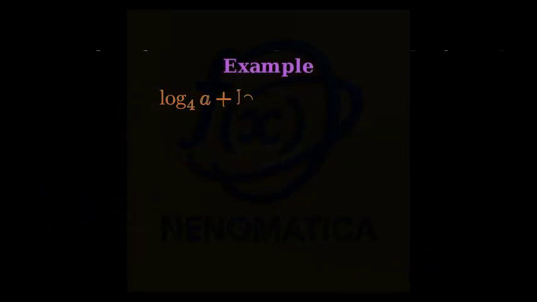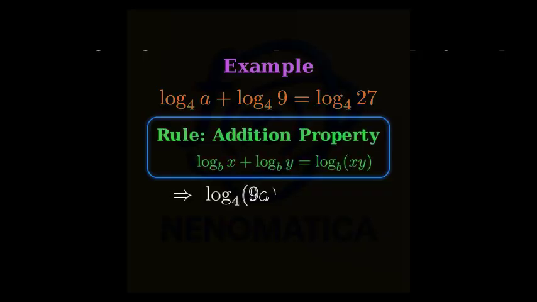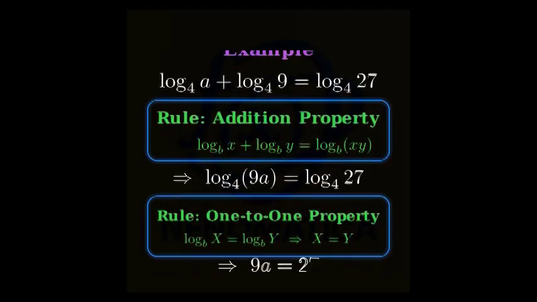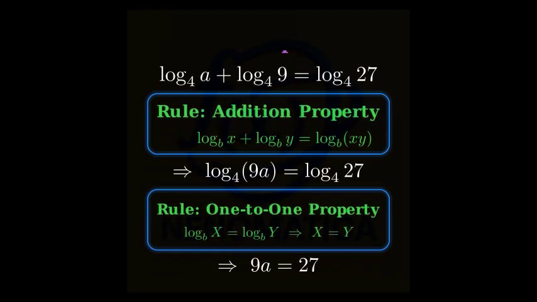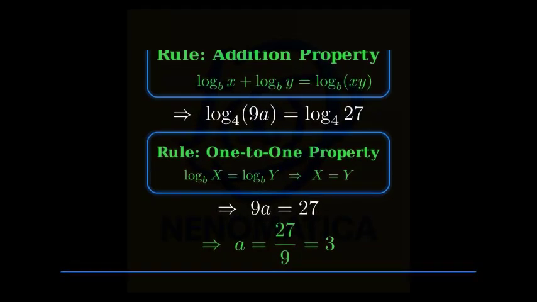Example. Problem 1. Log base 4 of a plus log base 4 of 9 equals log base 4 of 27. Step 1. Use the addition property of logarithms. Log base b of x plus log base b of y equals log base b of x times y. Step 2. Apply the 1-to-1 property of logarithms. If log base b of x equals log base b of y, then x equals y. Step 3. Solve for a by dividing both sides by 9. So it equals 3. Now we move to problem 2.